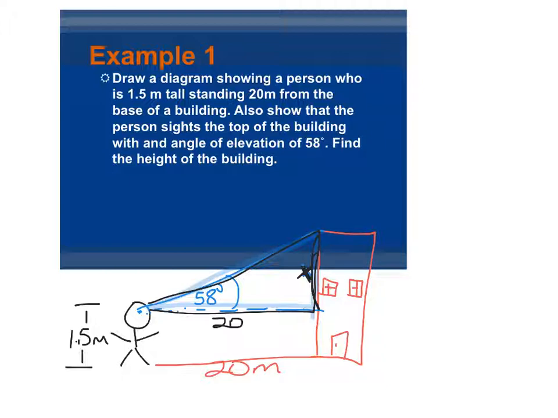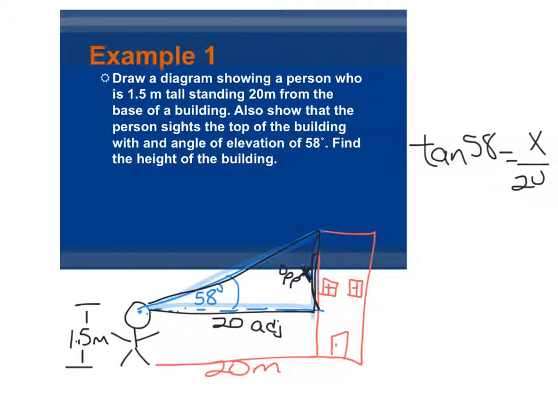What is the side opposite the 58, or what is x? Which side? Opposite, adjacent, or hypotenuse? Okay, 20 is adjacent, but x is opposite. Which trig ratio uses opposite and adjacent? TOA. TOA, so the tan. So tangent of 58 is equal to opposite, which is x, over adjacent.